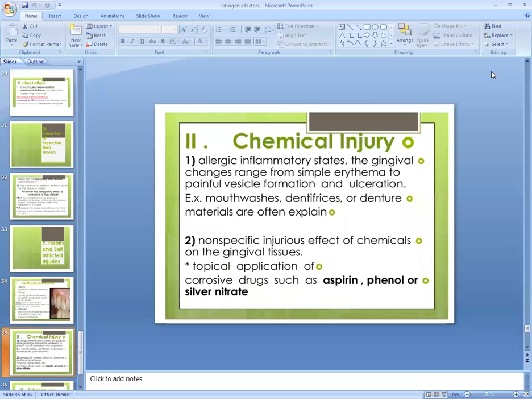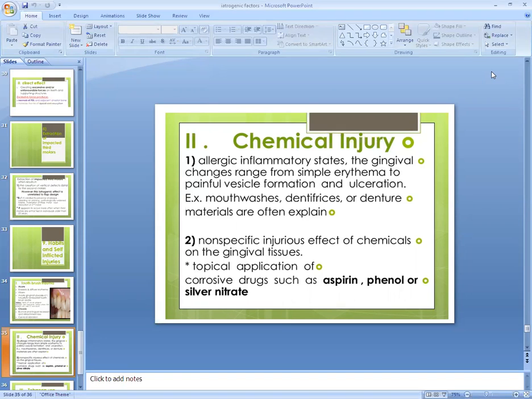Second is chemical injury. Chemical injury is basically allergic inflammatory sites. The gingival changes range from simple erythema to painful vesicle formation and ulceration. For example, overuse of mouthwash, dentifrices, and denture materials causes chemical injury to the periodontal tissue, which acts as an iatrogenic factor of periodontal diseases.